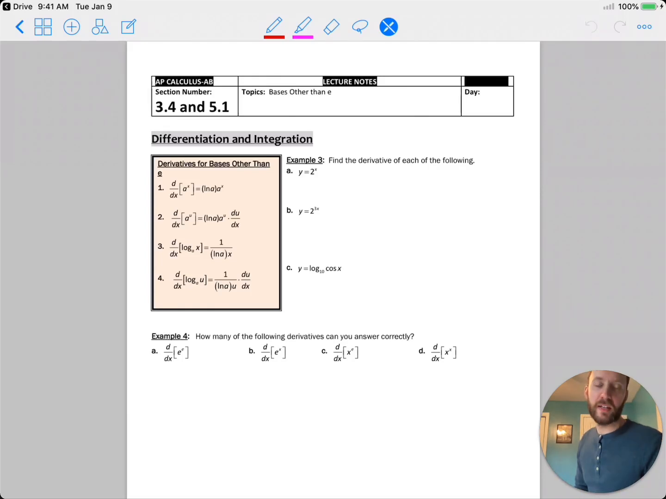Hey, the topic in this video, bases other than e. This corresponds with sections 3.4 and 5.1 in the textbook. Kind of finishing cleaning up all this random stuff we left behind. Well, random and also not so random. After you've seen the whole unit, you're like, oh, there's kind of some cohesion. But it's pretty scattered, some here, some from there, so kind of finishing up the unit with two different sections, differentiation and integration.